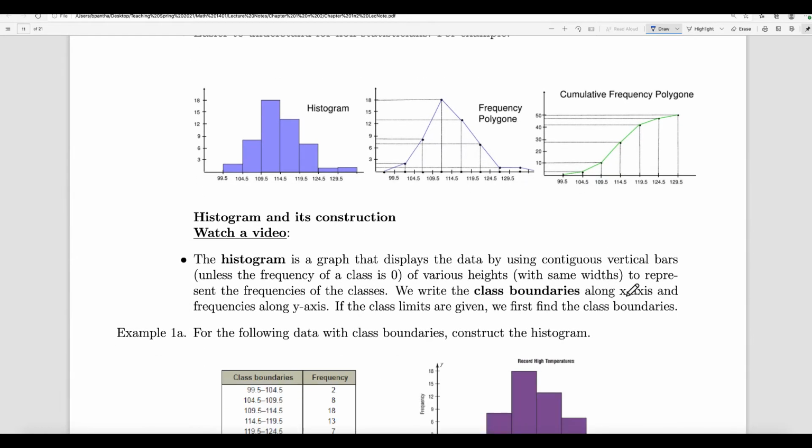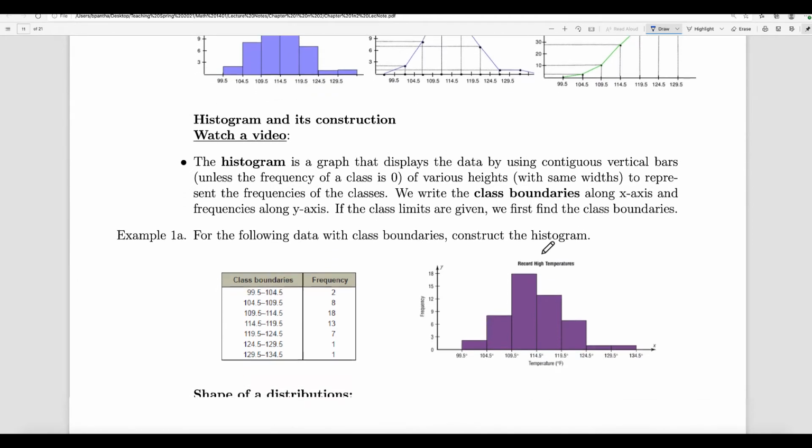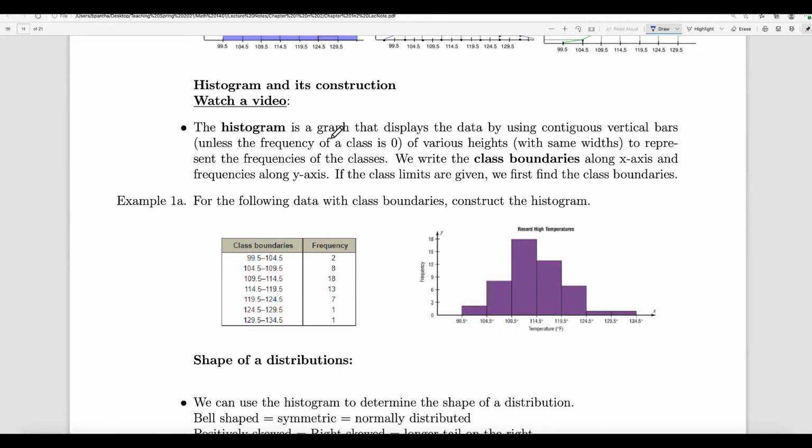Now, how we draw the histogram, how we draw the frequency polygon, and so on, is discussed next. Histogram and its construction. The histogram is a graph that displays the data by using contiguous vertical bars, unless the frequency of a class is 0, of various heights, to represent the frequencies of the classes. We write the class boundaries along the x-axis. So to draw the histogram, we write the class boundaries along the x-axis, and then we draw a rectangle with height equal to the frequency of that class.